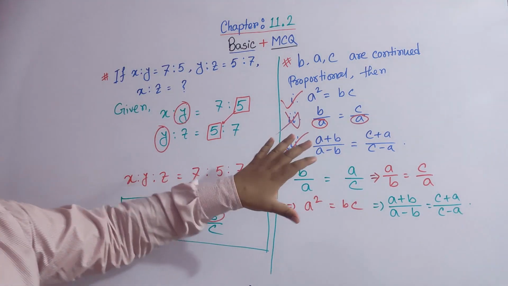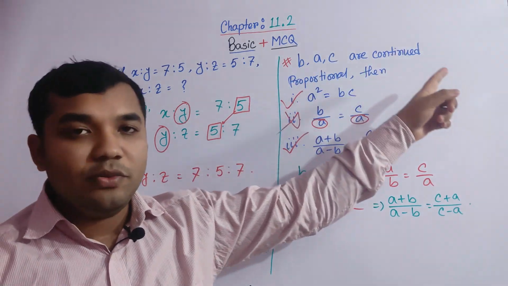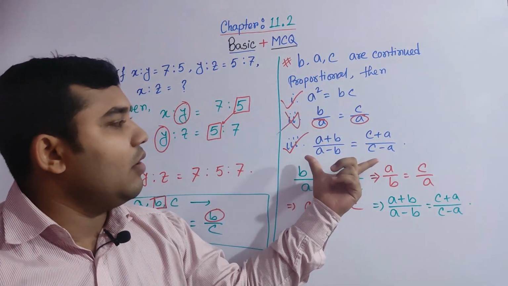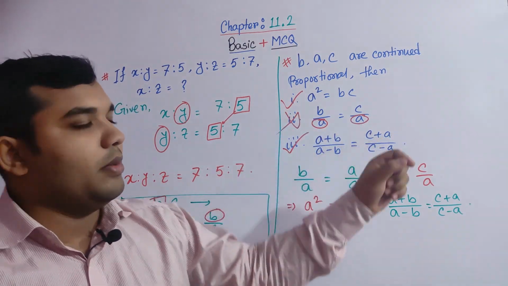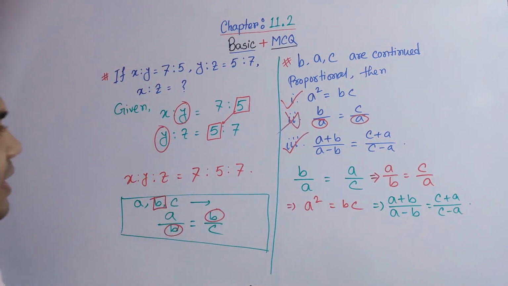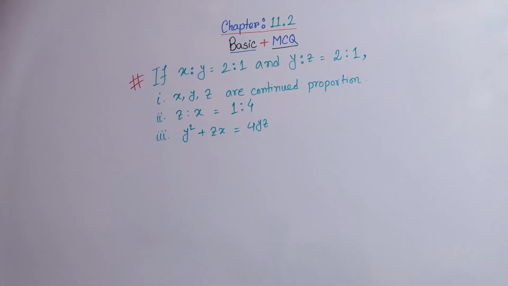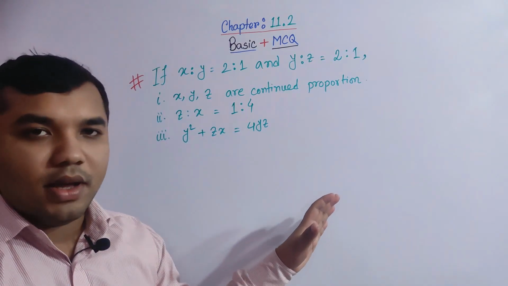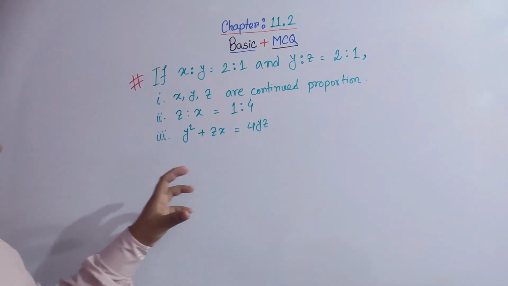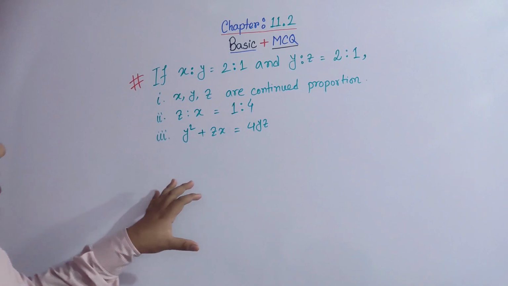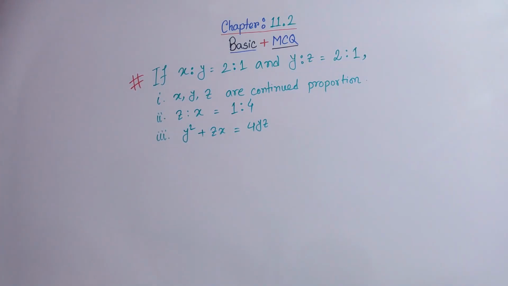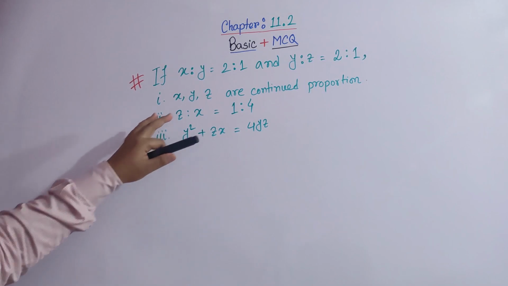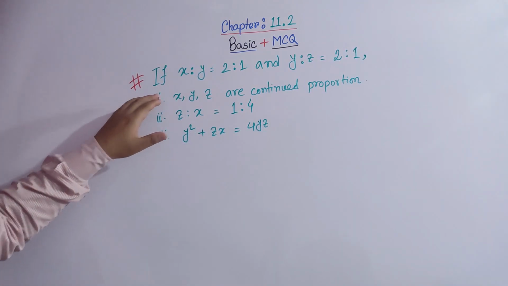So our MCQ was like this: if b, a, c are continued proportion, then which of these are correct? So the correct answers will be 1 and 3, and 2 will not be our correct answer. Dear students, I think you got the math. Now this is another problem I wanted to solve for you, and these types of problems sometimes cause some trouble in your exam. Don't worry about that.